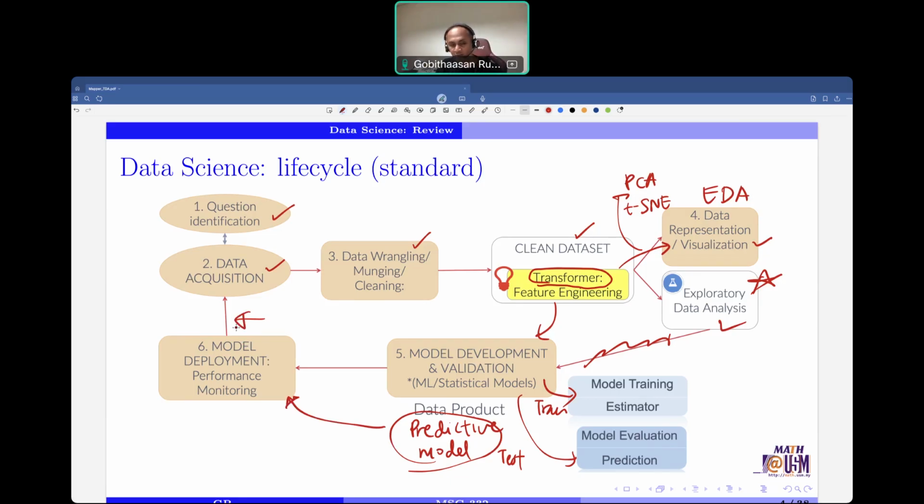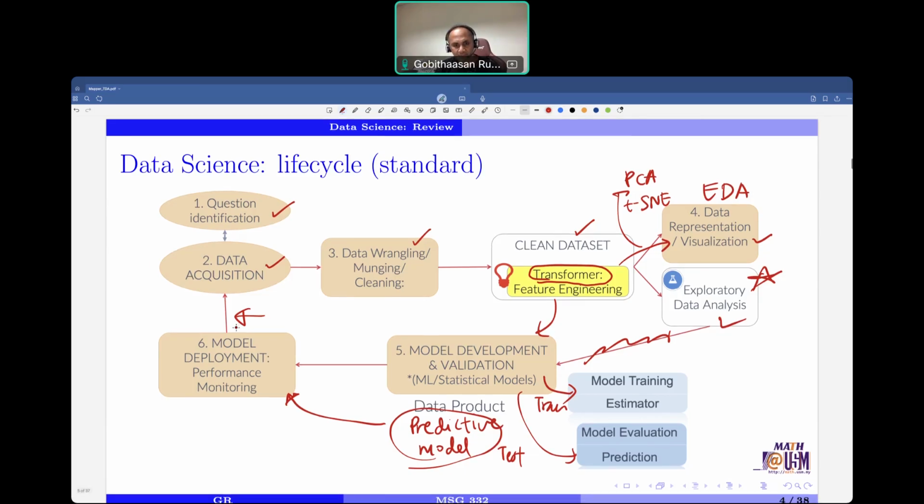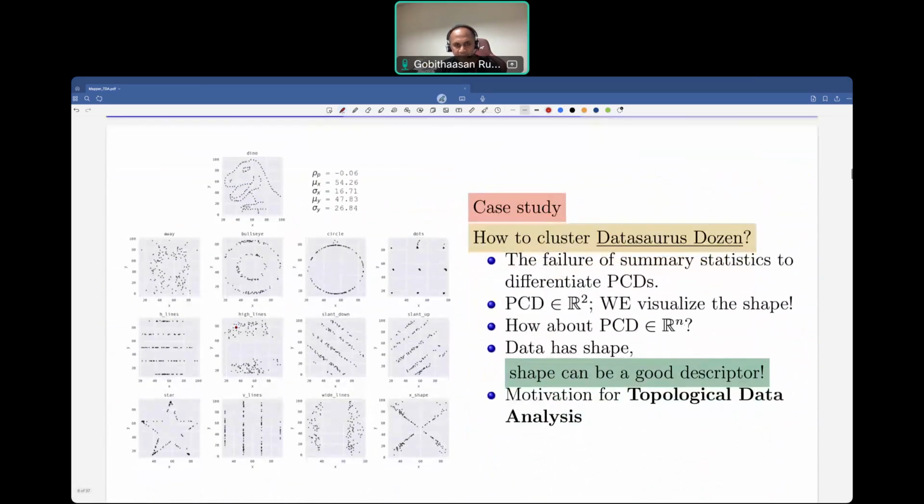You find a different way to do it. Maybe you introduce a new feature. So you will probably collect more data, and then the life cycle goes on like that. Okay, so this is the standard way of working as an AI engineer or data scientist.